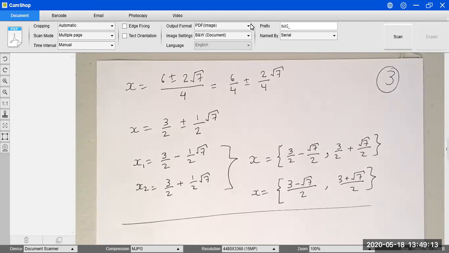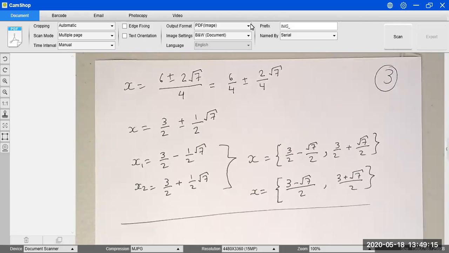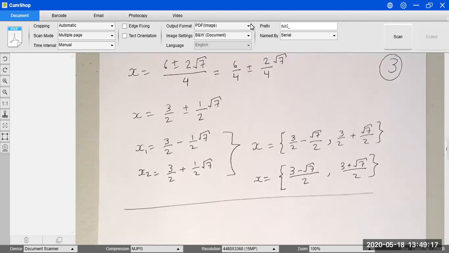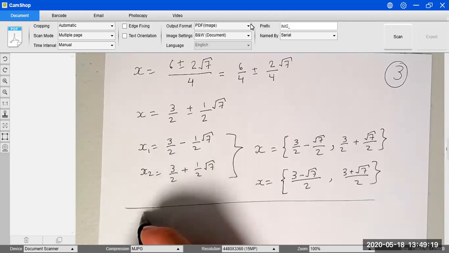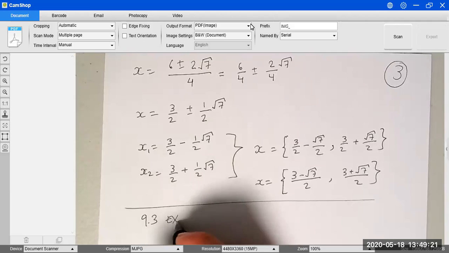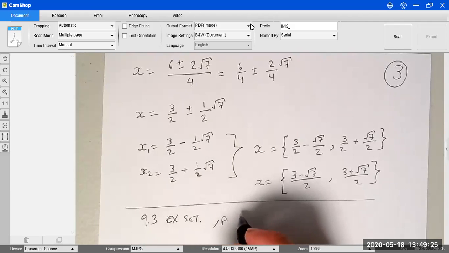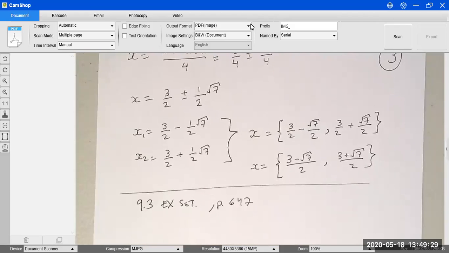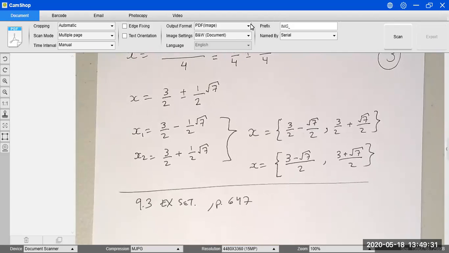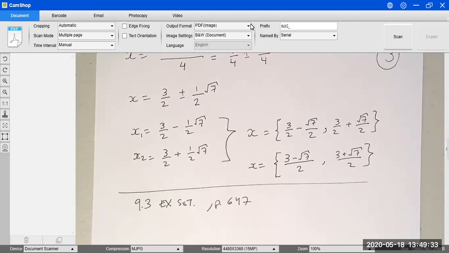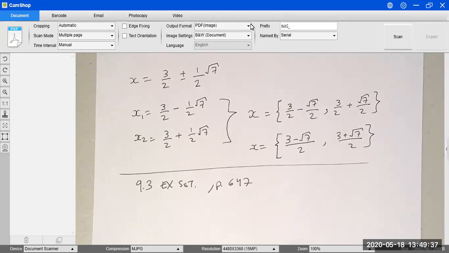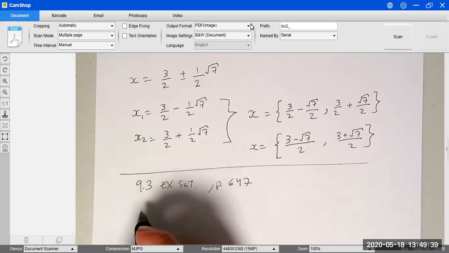These are the problems that we want to solve for this class. Now you're going to start solving from 9.3 exercise set on page 647. So you're going to solve a lot of problems, so we have plenty of time for that, and with that you're now practicing for the final exam. So you're going to start with problem 2.